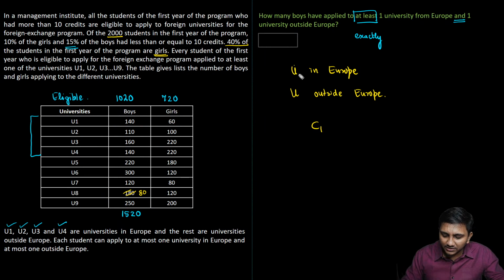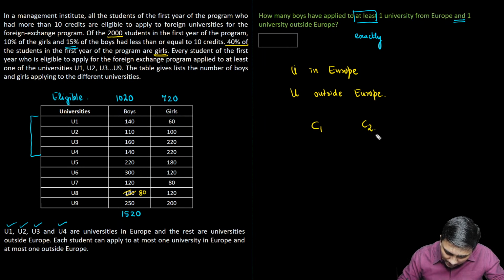Let C1 be the number of boys who have applied to exactly one of these two categories. That is, they have either applied only to a university in Europe or they have only applied to a university outside Europe. Let that be C1. C2, let that be the number of boys who have applied to both of these categories. Means they have applied to a university in Europe, they have also applied to a university outside Europe.